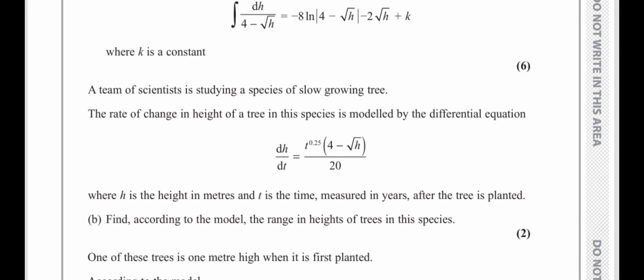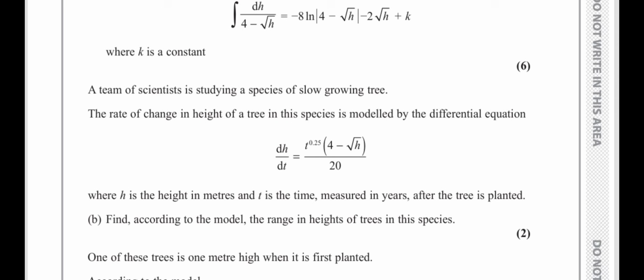Part B. A team of scientists is studying a species of slow-growing tree. The rate of change in the height of a tree in this species is modeled by the differential equation dh by dt equals t to the power of 0.25 times (4 minus square root of h) all over 20, where h is the height in meters and t is the time measured in years after the tree is planted. Find, according to the model, the range in heights of trees in this species. By range here, we mean the maximum height to which this tree can grow.